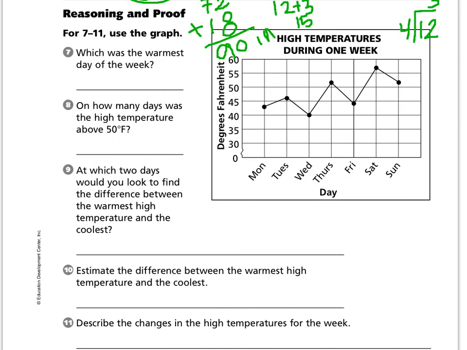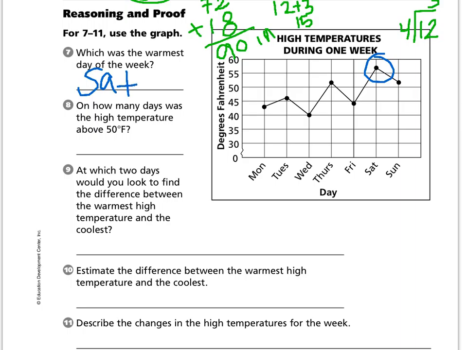Let's look at reasoning and proof. For 7 through 11, use the graph. The graph says that the title is High Temperatures During 1 Week. The degrees going on the y-axis are Fahrenheit, and the days on the x-axis are labeled. Which was the warmest day of the week? And I can see by looking at the chart that Saturday is going to be the warmest day.